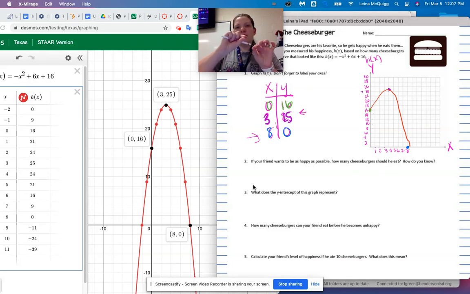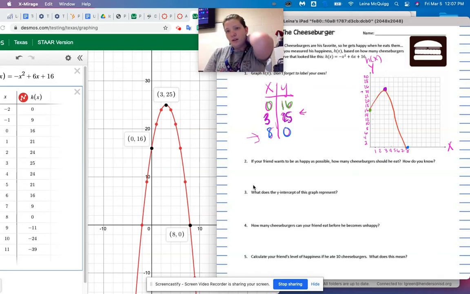As we go along this line, he eats 1 cheeseburger, it makes him a little bit happy. He eats 2, he's a little bit more happy. He eats 3, he's a little bit happier. And then he gets to 4. Oh, I put that on the wrong line. No wonder my line was not working. Hold on, guys. 1, 2, 3, up to 25, right here. That should be a purple dot. I graphed it wrong. Here we go.